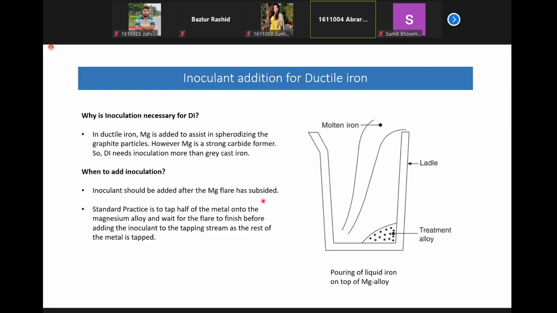During practice, it's very important to recognize that this magnesium flare can make the inoculation addition ineffective. So what is generally practiced is that, first of all, the metal is tapped in, and the magnesium flare is allowed to first subside, and then the remaining metal is tapped in, and with that metal, the inoculation is added so that the inoculation can begin after the initial vigorous reaction of magnesium has already subsided.